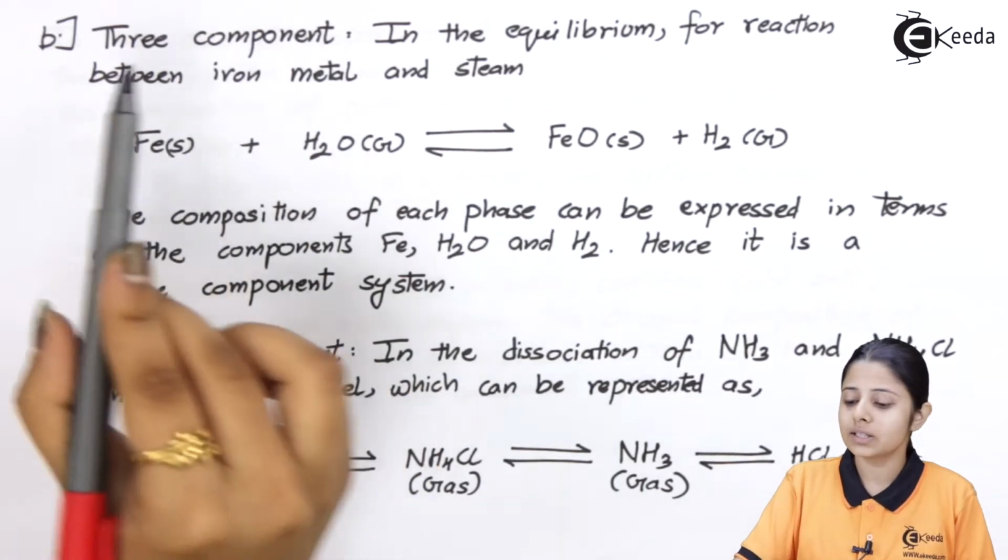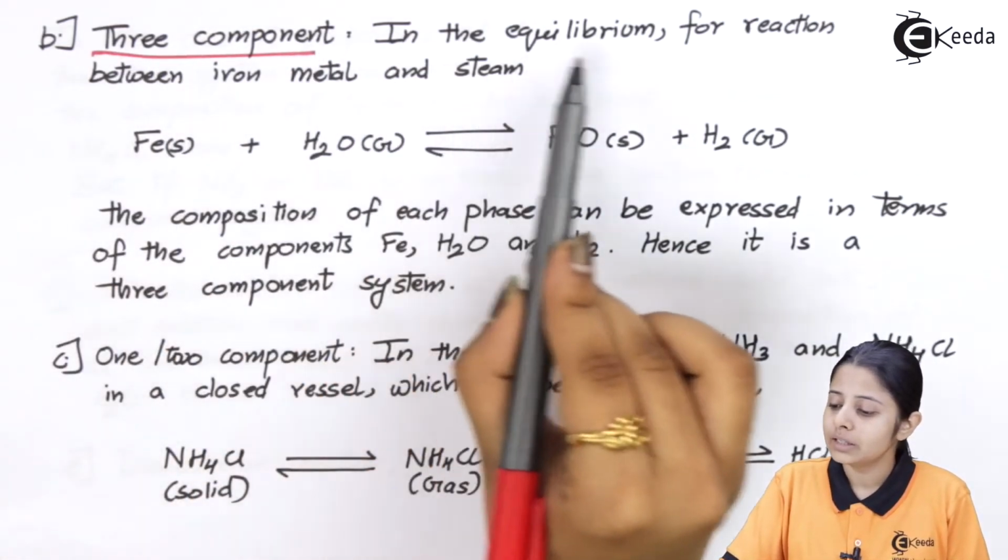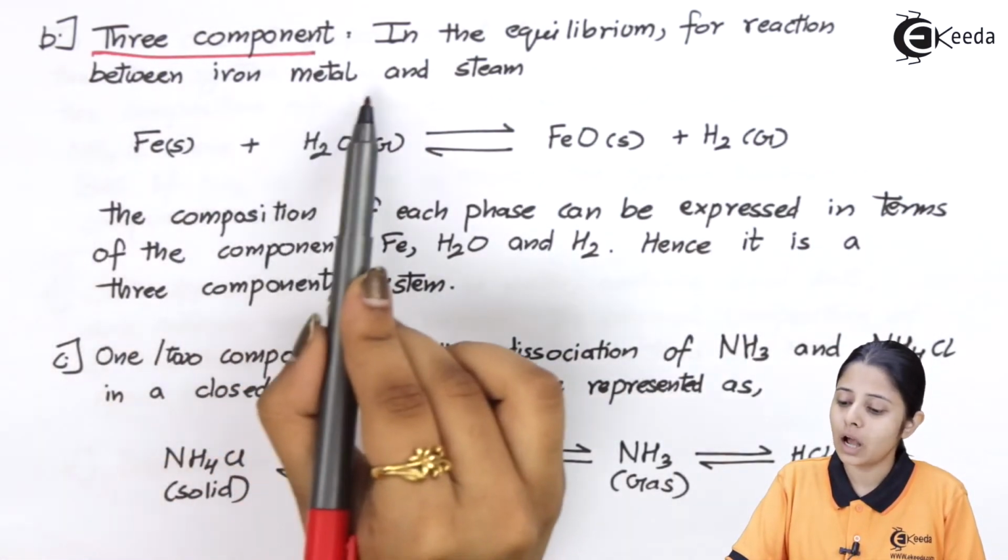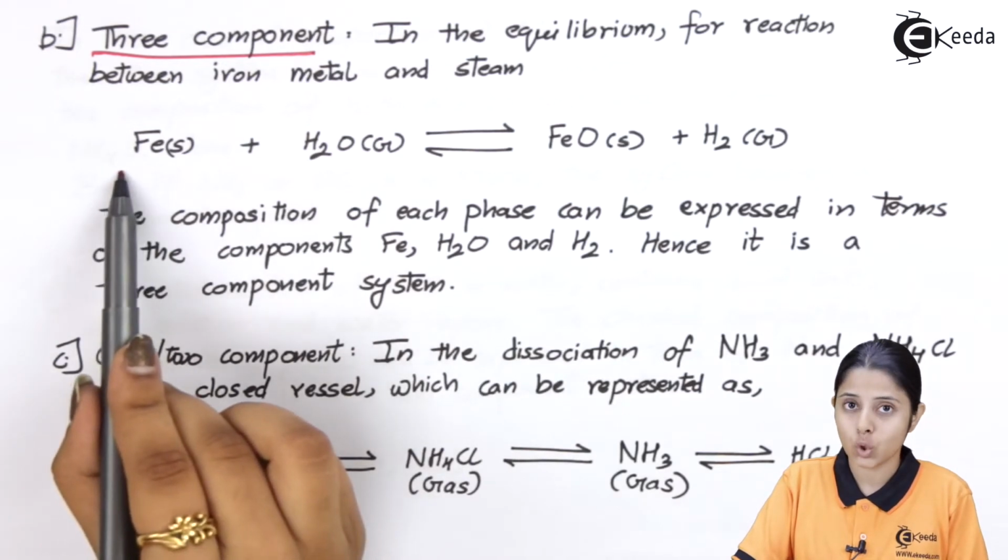Over here, now let us see the 3 component system in the equilibrium for the reaction between iron. Over here I have Fe, which is solid.